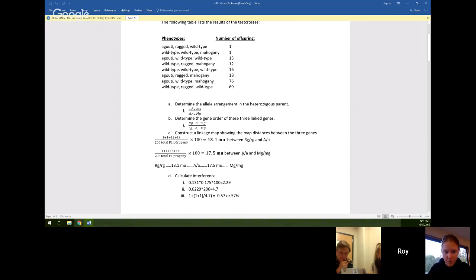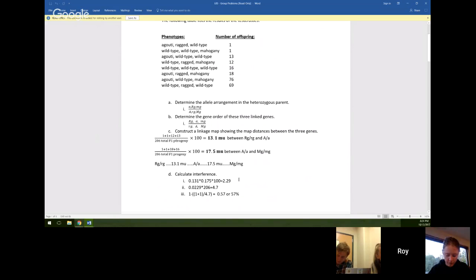So the answer for that would be MG over MG plus, and then 13 MU. That would be the distance, and then A plus, and then 17.48 MU. That's the distance, and then RG over RG plus. And then to get the interference, you take 33 over 100, and you multiply that by 10.